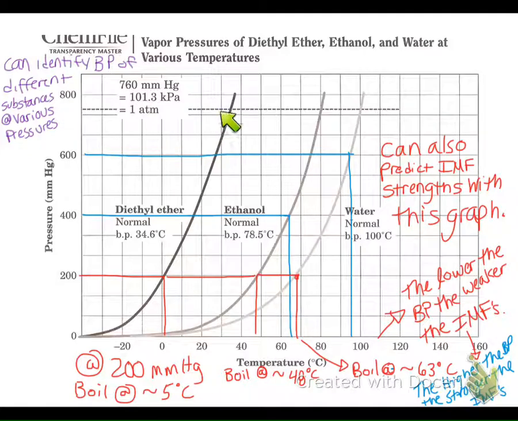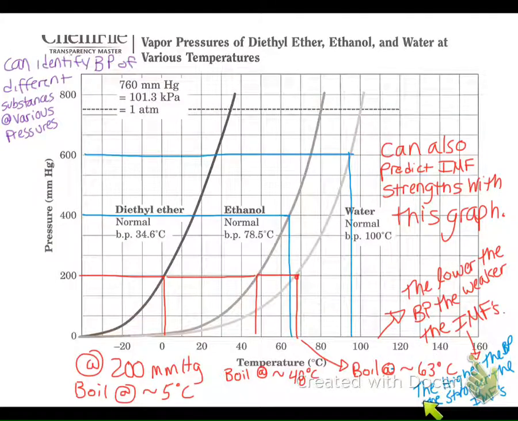And so I can even just look, I don't even need to compare it to atmospheres. If I just look at this, I could say diethyl ether has the lowest intermolecular forces because it clearly has the lowest boiling point of any of those molecules. And ethanol would be second, and then water would have the highest intermolecular forces.